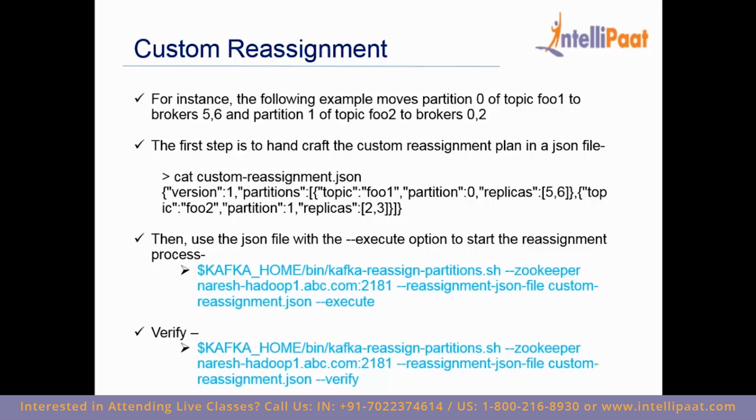Okay, so in this screen you can see, consider if I want to move partition 0 of topic foo1 to some brokers and partition 1 of topic foo2 to some other brokers, we will simply mention in the custom-reassignment.json file that the topic is this. I want to move partition 0 and I want to move it to these 2 nodes. I want to create replicas at these 2 nodes, 5th or 6th. Similarly, for foo2, I want to move partition 1 and I want them to move to 2 and 3. This is called custom reassignment.